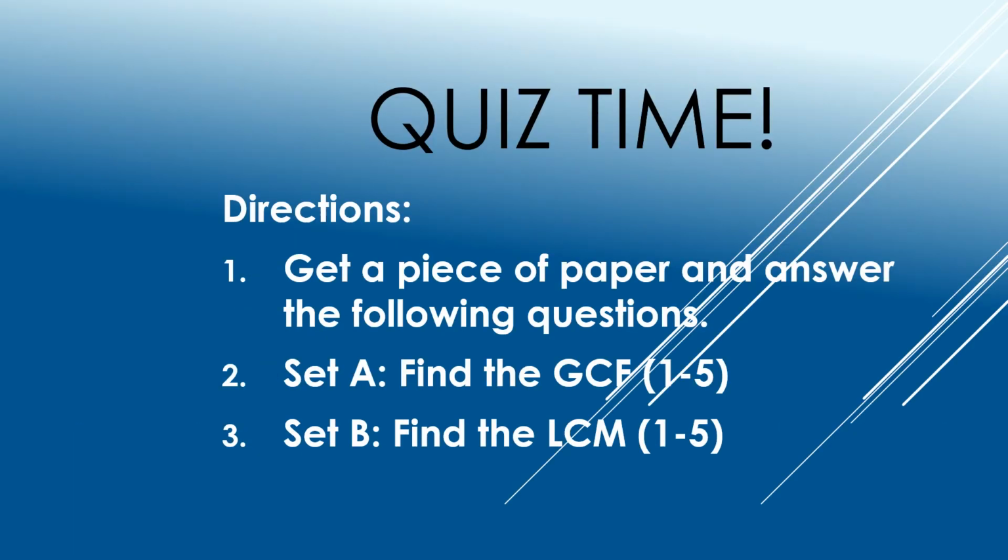Okay? It's quiz time. You are going to get a piece of paper and answer the following questions. Okay? In set A, you are going to find the GCF, 1 out of 5. In set B, you are going to find the least common multiple. Okay? So, in your solution, huwag nyo nang burahin agad-agad kasi kung gagamitin nyo is continuous division, magagamit nyo na parehas sa GCF and LCM. Okay, let's start.